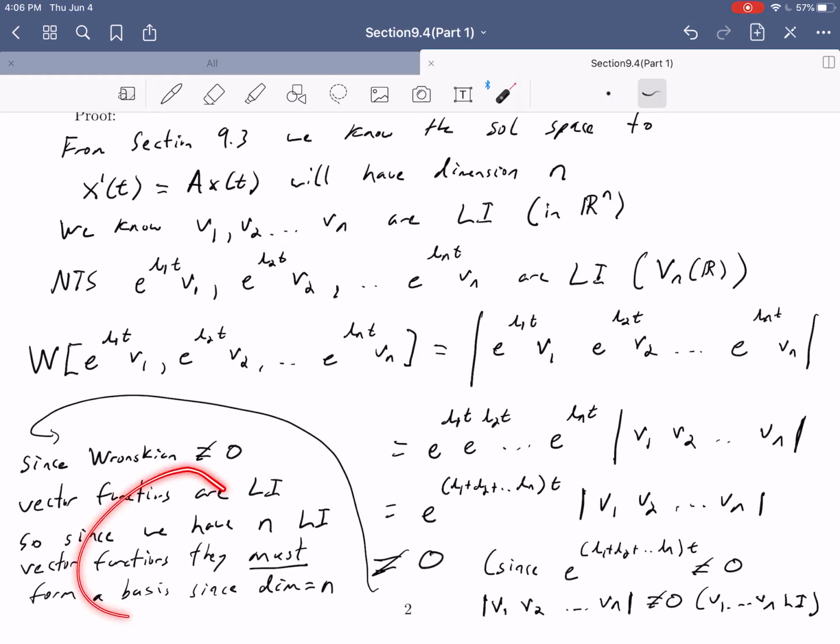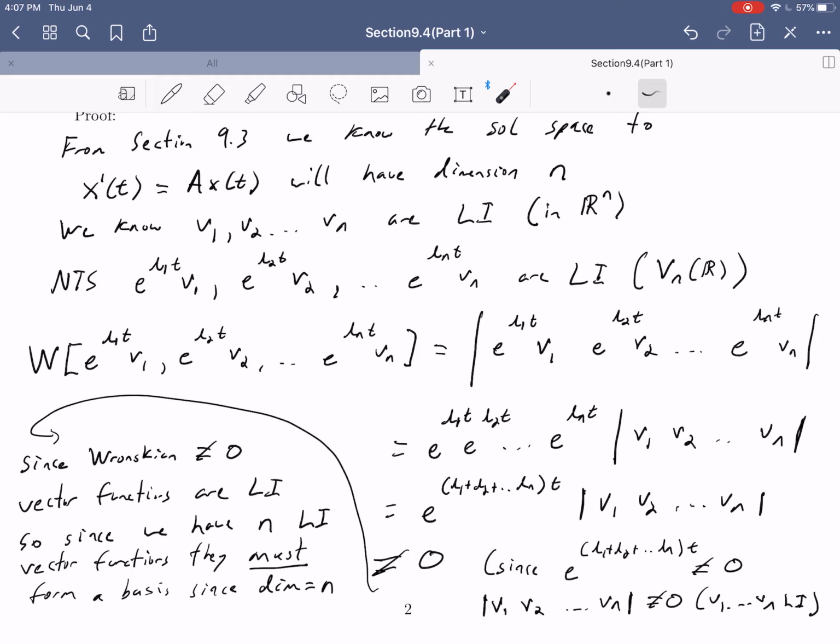And that goes back to what we did all the way back in chapter 4, where we said if you have a number of vectors equal to the dimension, then being linearly independent is equivalent to being spanning, is equivalent to being a basis. So since we already know the dimension here is n, we just showed that our n functions are linearly independent.